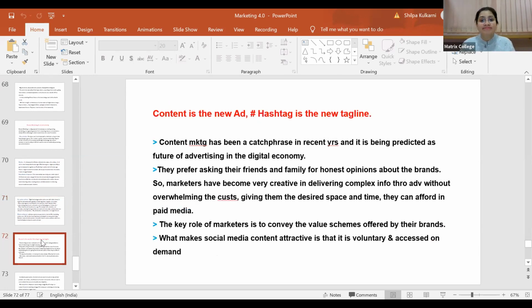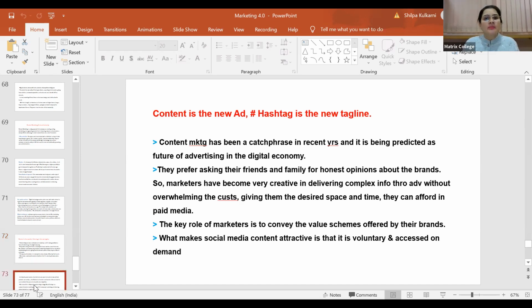And then we studied about hashtags. Content marketing has been a catchphrase in recent years, and it is being predicted as the future of advertising in the digital economy. The customers are changing their loyalty continuously. So it is very important for the marketers to retain their customers, and the key role of the marketers is to convey the value schemes offered by their brands. And I gave you the example of Hipmunk here, right? I gave you the example of Hipmunk also.